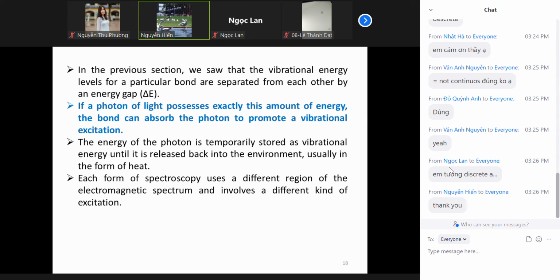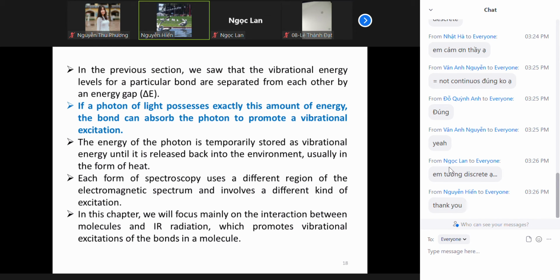And each form of spectroscopy uses different regions of the electromagnetic spectrum and involves a different kind of excitation. So in infrared spectroscopy, we have vibrational excitations. In UV-vis, we have electronic excitations. And in NMR, or nuclear magnetic resonance, we have nuclear excitations. And these excitations correspond to different ranges of the electromagnetic spectrum. They have different energy levels. So in this chapter we will just talk about infrared radiation because it promotes vibrational excitation of bonds.